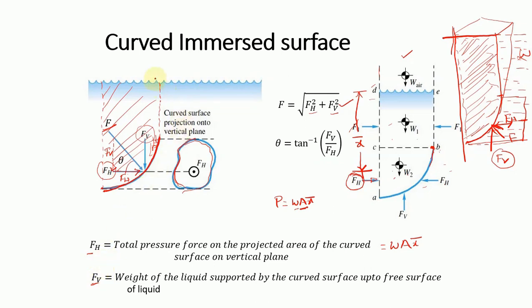So this is about the curved immersed surface and how to calculate the forces, the horizontal component and vertical component, and also the angle of inclination of this force with respect to horizontal. Here theta is with respect to horizontal, okay? With respect to vertical it will be 90 minus theta.